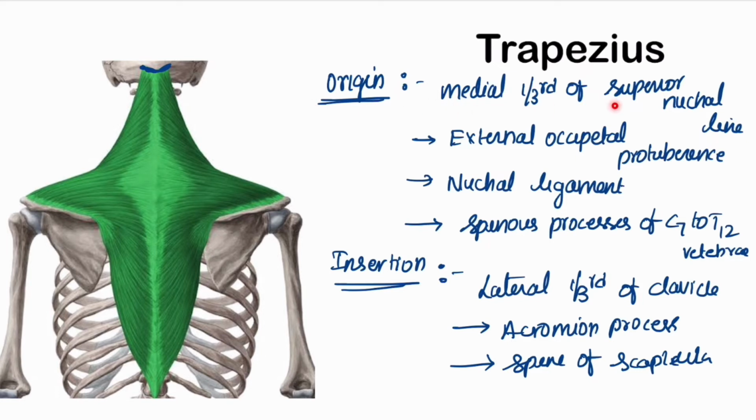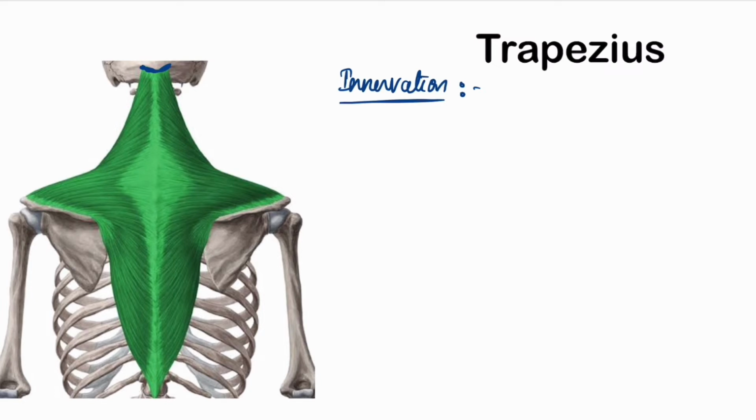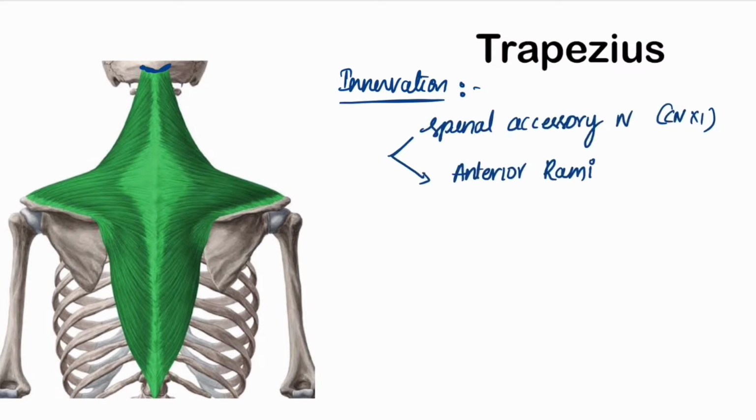Now let us see the origin and insertion once again. It originates from the medial one-third of the superior nuchal line. This is the medial one-third of the superior nuchal line here, and from the external occipital protuberance, and also from the nuchal ligament, and also from the spinous processes of C7 to T12 vertebrae. And this is about the origin. Now let us see the insertion. It inserts onto the lateral one-third of the clavicle and also to the acromion process and also to the spine of the scapula. And that's all about the origin and insertion. Now let us see the innervation and function. It is innervated by the spinal accessory nerve and also by the anterior rami of C3 and C4. And that's all about the innervation.